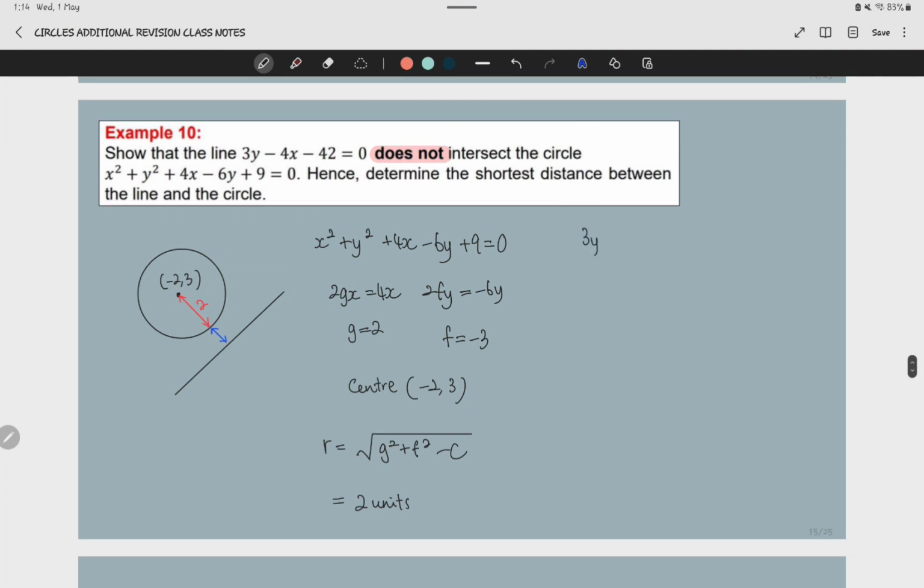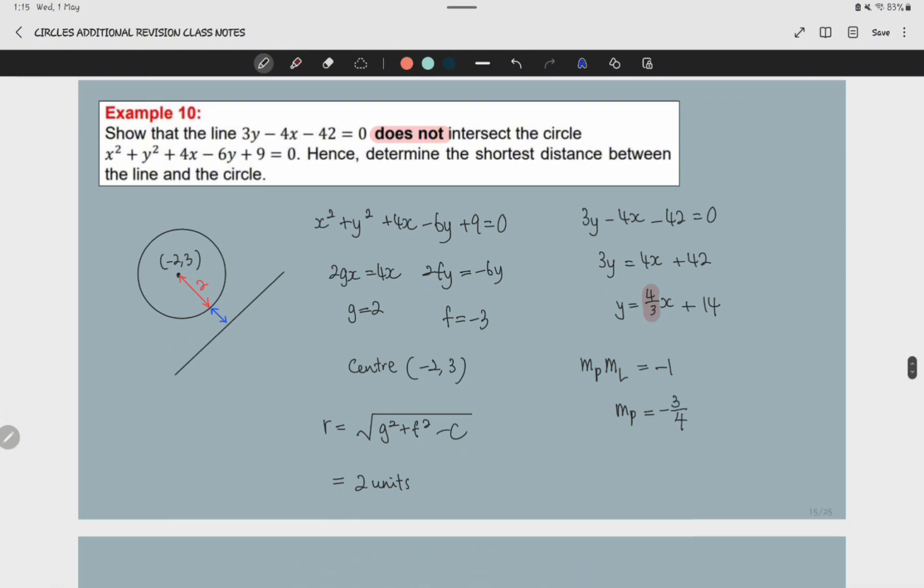Later you might say, what is Adrian rambling about? Don't understand. Okay, it's okay, we do it together. The straight line is 3y minus 4x minus 42 equals 0. Rearrange, you get y equals 4 over 3 x plus 42 divided by 3, you get 14. This is the straight line that we had. So this is what we want, the gradient. We want to find the perpendicular bisector, we put P. The product of the gradients is -1, so the gradient of the perpendicular bisector will be -1 divided by 4 over 3, so -3 over 4. This is the gradient.